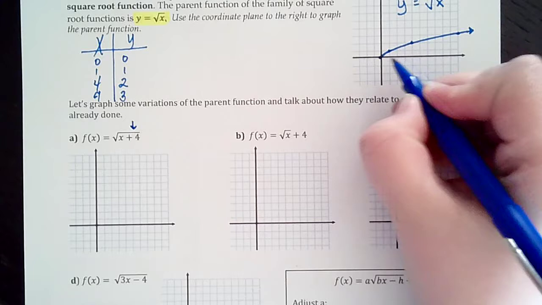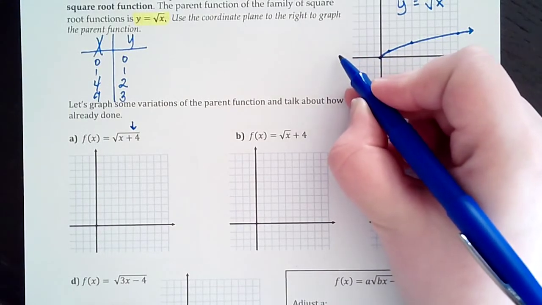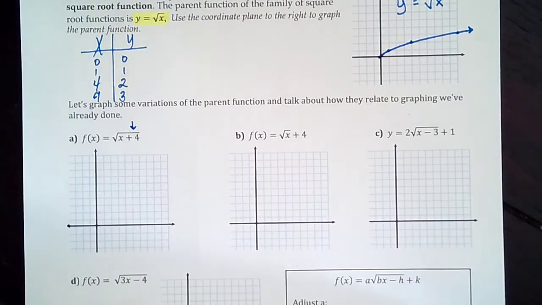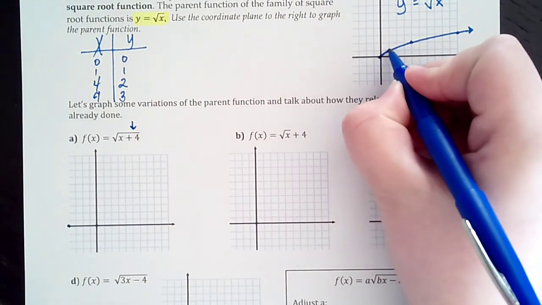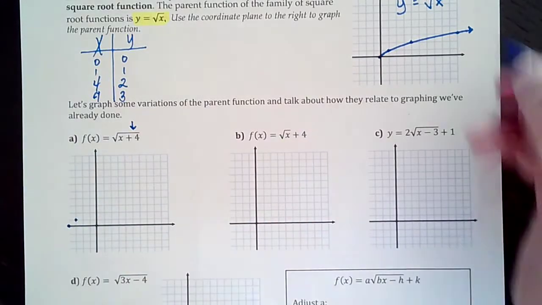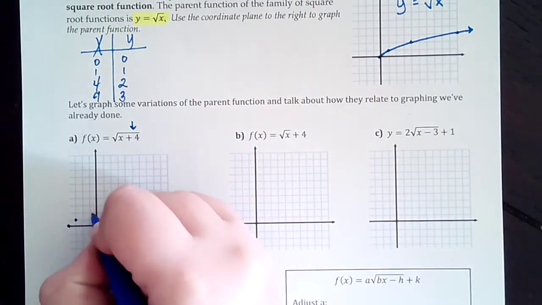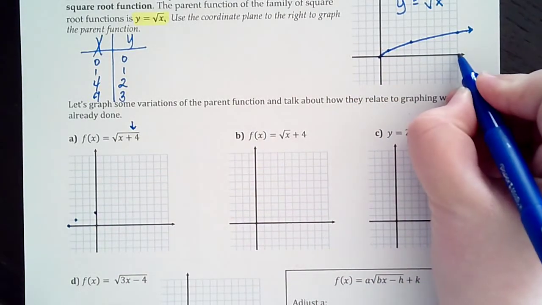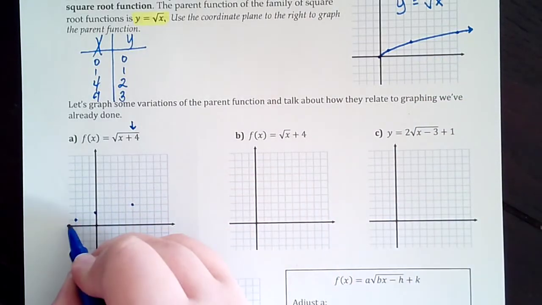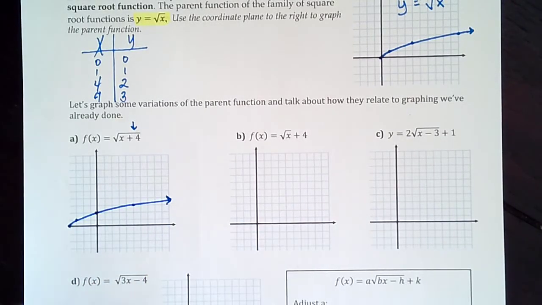What that means is that where we usually have 0, it's going to transform that back, negative 4. So instead of starting at 0, 0, I'm going to start at negative 4, 0. Instead of starting at 1, 1, I'm going to transfer that back to negative 3, 1. Instead of having a point at 4, 2, I'm going to have a point at 0, 2. And then instead of at 9, 3, it's going to be at 5, 3. Because all I've done is shift this graph back 4 units.